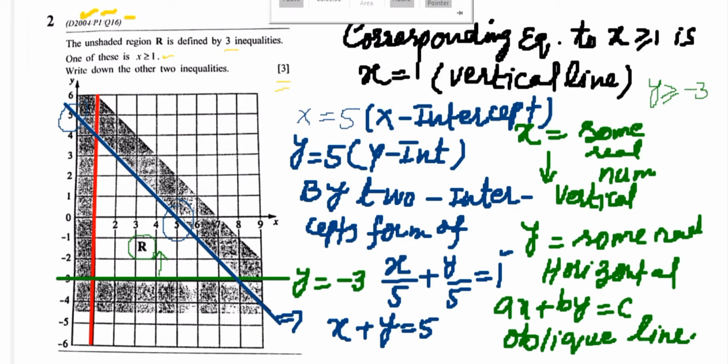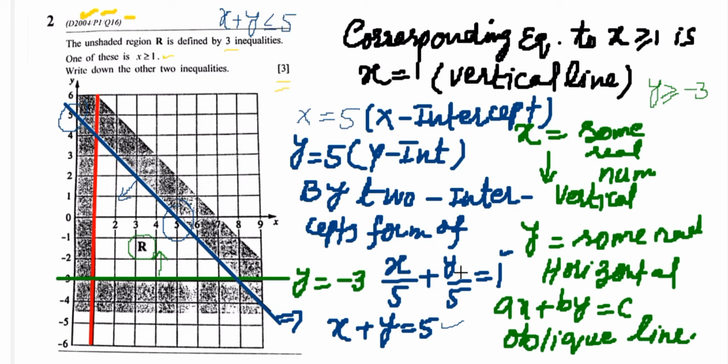Next, for the third inequality, again you can see here the unshaded region R is below this line. So the third inequality, opposite to this corresponding equation, is simply x plus y less than or equal to 5 here.